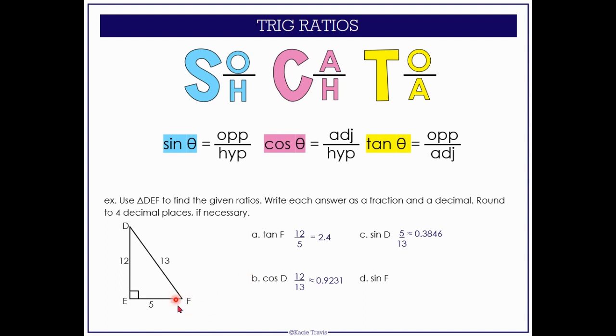Last but not least, we have example D, which brings us back to the perspective of angle F. Here we are looking for the sine again, but of F. Sine is opposite over hypotenuse, so our opposite side is 12 here and the hypotenuse is 13. Then as a decimal it is 0.9231.